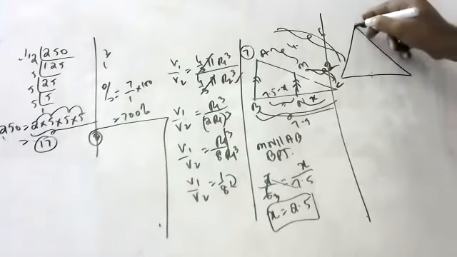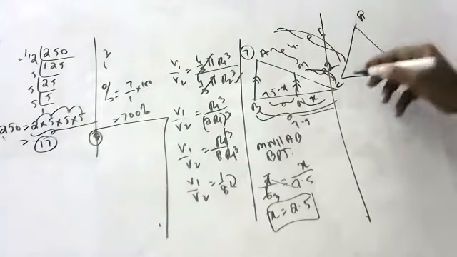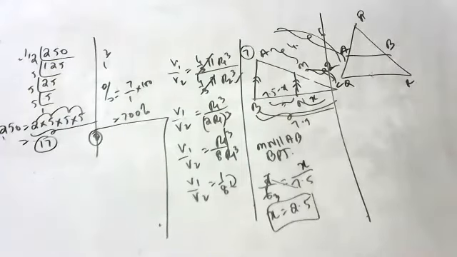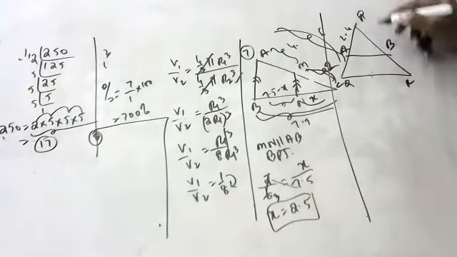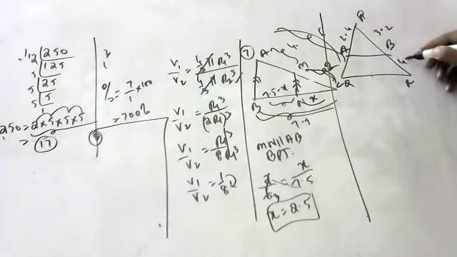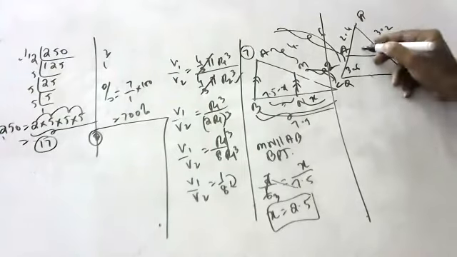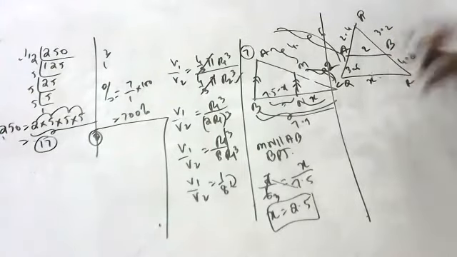Next question, children. See here, there's a question like this. P, Q, R, A, B. Please concentrate, children. This is 2.4. This is 3.2. This is 4.8. This is 3.6. This is 2. This is X. Find the value of X.